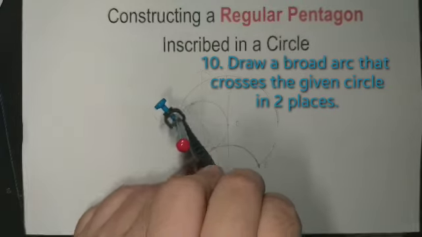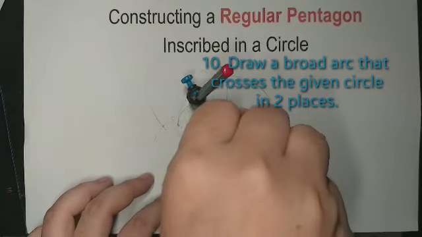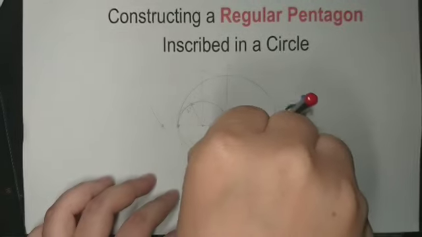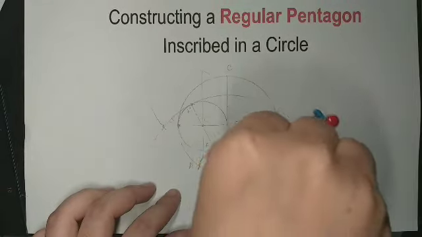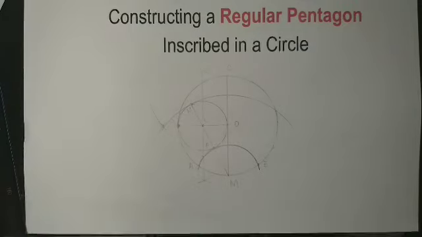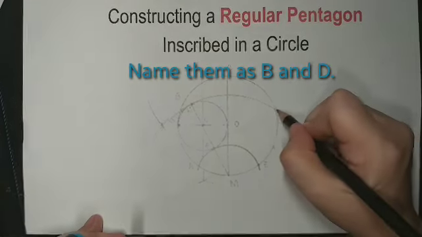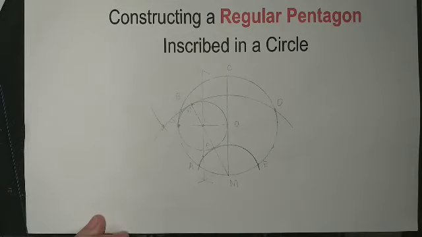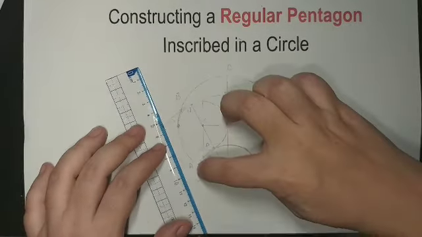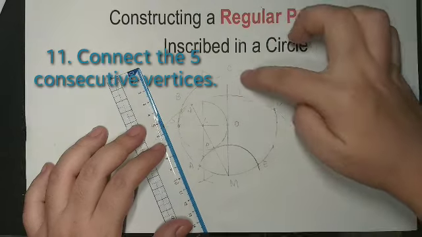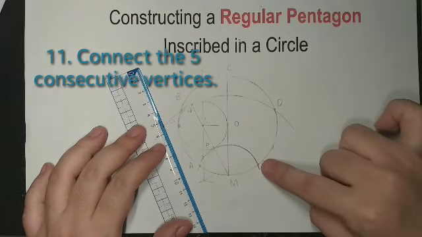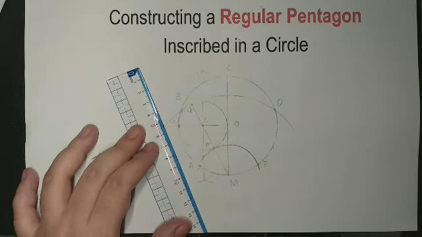Set the compass to M and adjust its width to N. Then draw a broad arc that crosses the given circle at two different places. Let's name these points of intersection as B and D. Draw a line from AB, BC, CD, DE, and AE to form the sides of our pentagon.